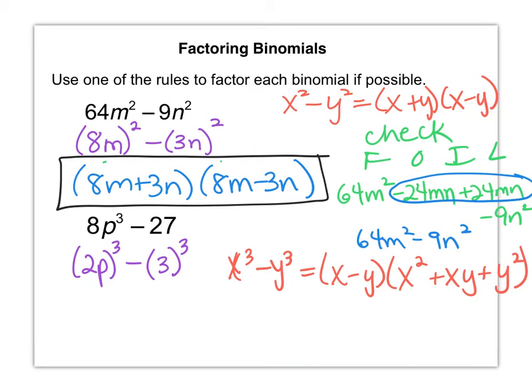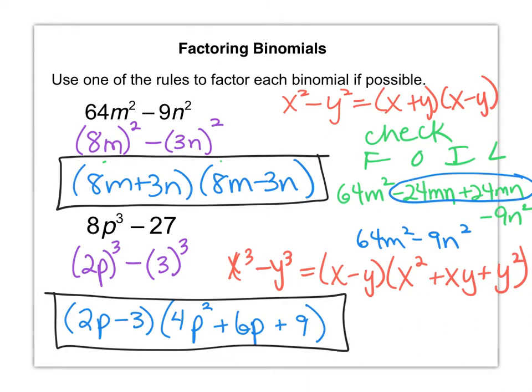So in factored form, our difference of two cubes here, the first binomial factor will be 2p minus 3. For the trinomial factor, we'll take 2p and square it to get 4p squared, plus x times y, that's going to be 2p times 3, or 6p, and then the y squared, 3 squared, which would be 9. This is our final answer in factored form.